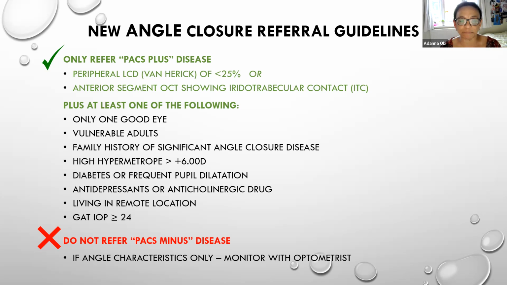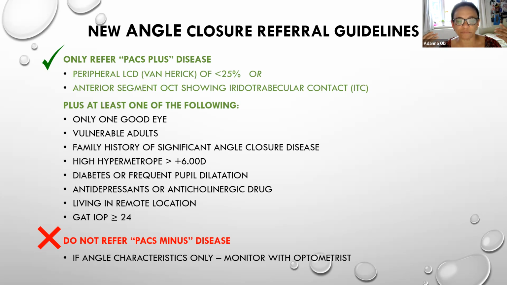Now, what makes it PAC plus disease is having a narrow Van Herrick, all right, with something else, so at least one of the following. So they might have just something that increases their personal risk, okay? Or in a person where you really don't think they can report symptoms well, okay?